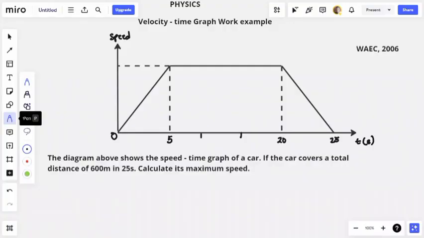This example is from WAEC past question 2006. It says the diagram above shows the speed time graph of a car. If the car covers a total distance of 600 meters in 25 seconds, calculate its maximum speed. So let's quickly do that.